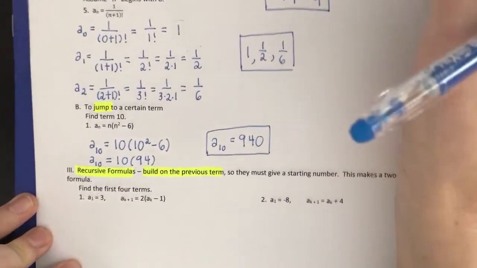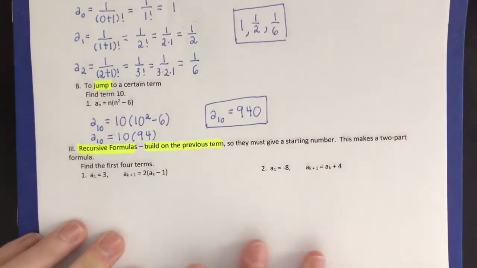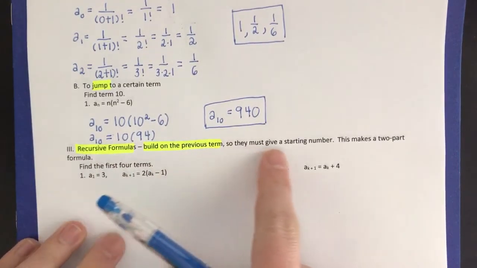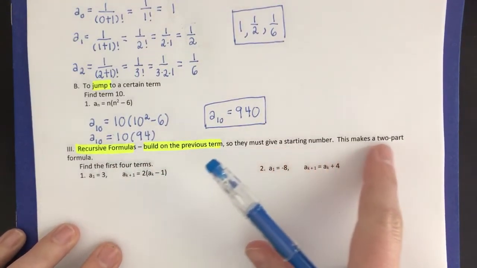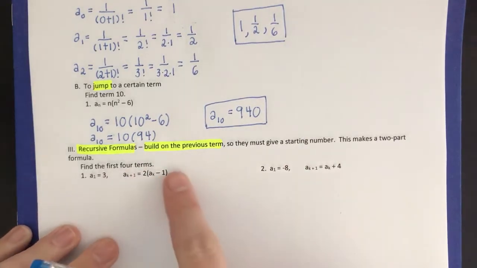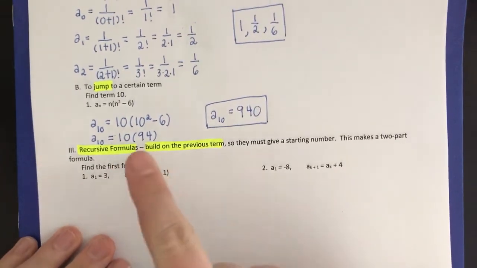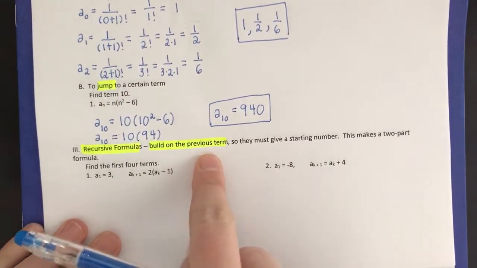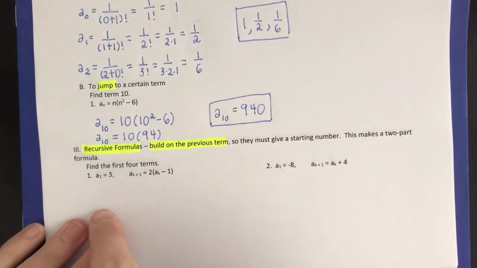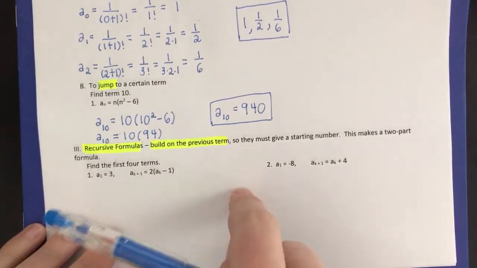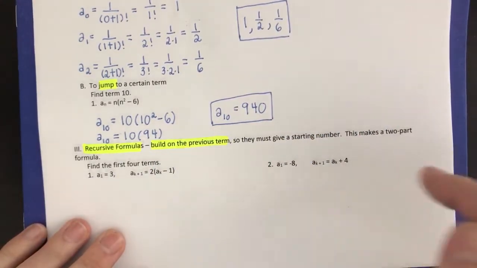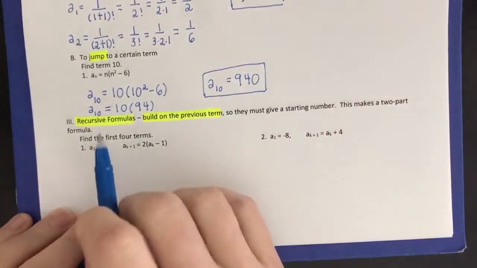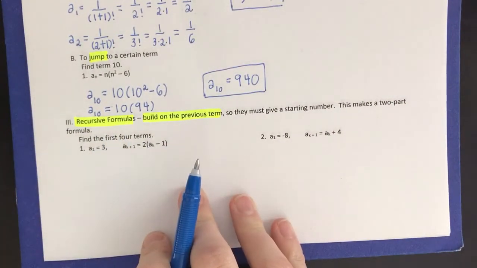Let's now look at what's called a recursive formula. So a recursive formula builds on the previous term. So they must give a starting number. This makes a 2-part formula. So what's a bummer about recursive formulas is you cannot jump. Okay, you always need that previous term, and that previous term needs the previous term, so you can't just jump. You have to follow the order in order to find the next term. So it is unfortunate, but this is a type of formula you will see.